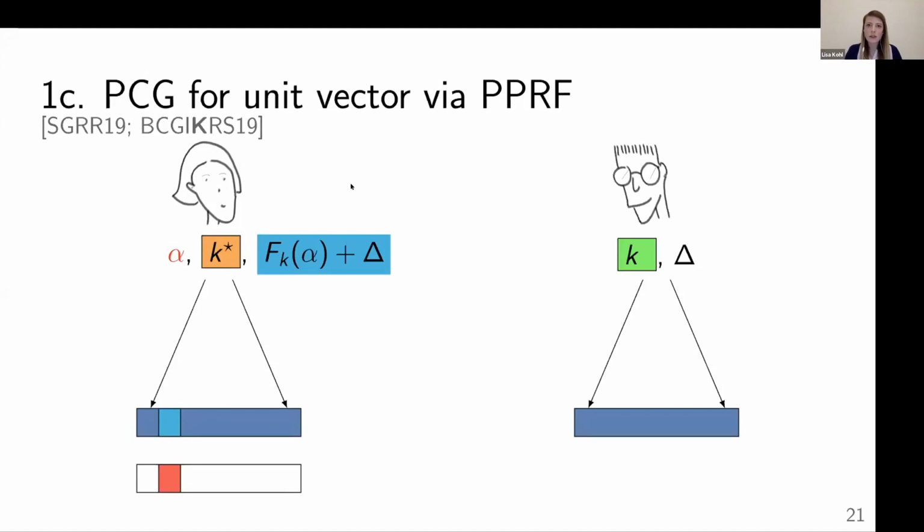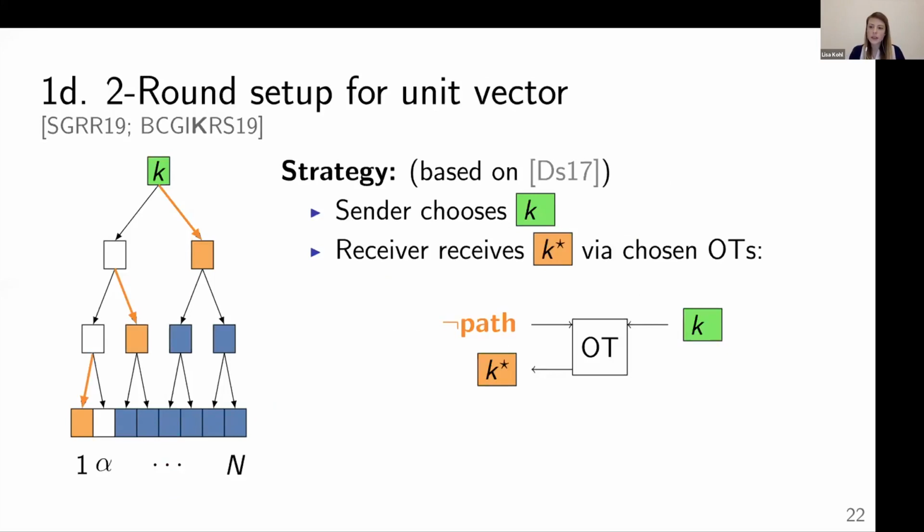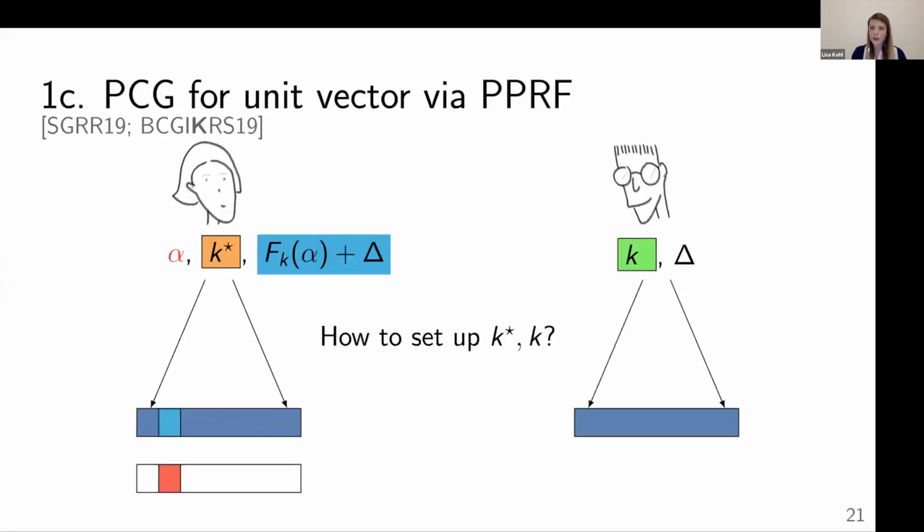And now the question still is, of course, how can we set up k star and k? In particular, how can we get a 2-round setup? The strategy is based on the protocol for distributed point functions of Doerner and shelat, but optimized to the setting of puncturable pseudorandom functions. Maybe you can ask, why is it a problem? Why can't the sender just choose k and then send k star to Alice?